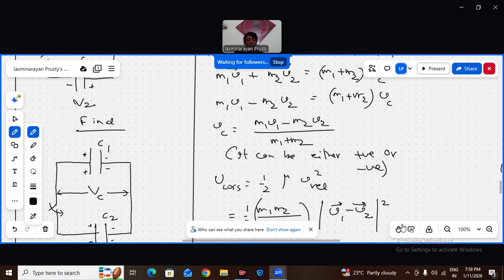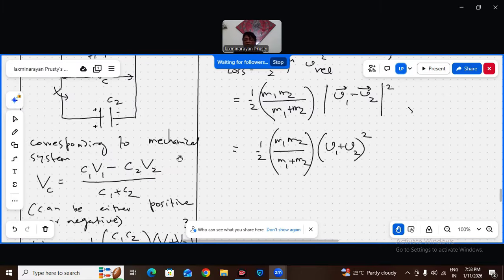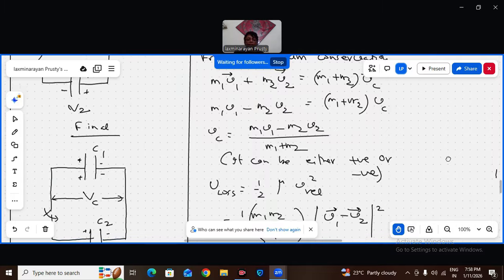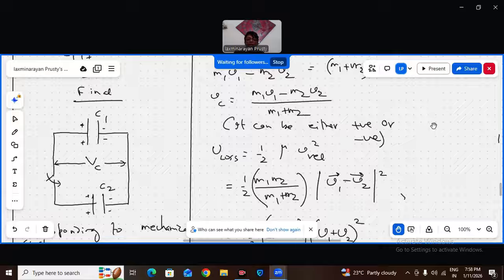So as for the electrical concern, V common will be (C1V1 minus C2V2) by (C1 plus C2). It can be either positive or negative depending on whose CV value is greater. Okay, CV is the charge value. So what is the energy lost?